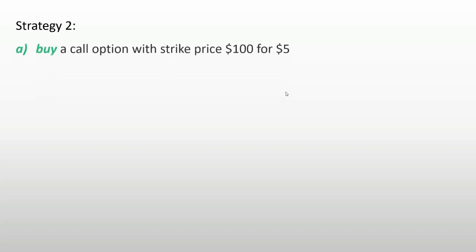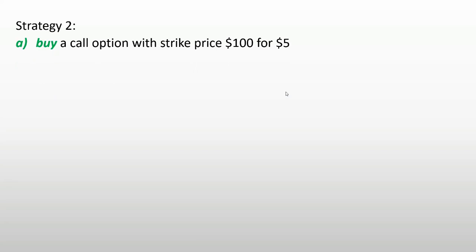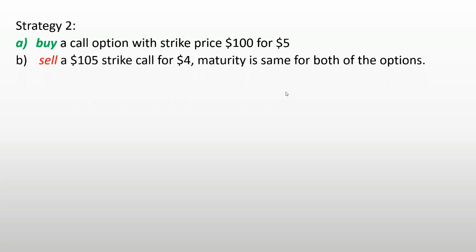So let's consider a different strategy. Here we buy a call option with a strike price 100 for $5, same as before, and for the other part of the strategy, instead of entering a long forward contract, we sell a 105 strike call for $4. Maturity is the same for both options. So initially we spent $5 for buying the 100 strike call, and we received $4 for selling the 105 strike call. So our total expense is $1.